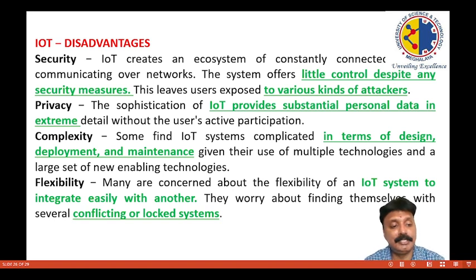Now the IoT disadvantages. Security: there is little control over any security measures. So this leaves users exposed to various kinds of attackers. The IoT creates an ecosystem of constantly connected devices communicating over a network. So in such a moment, there might be a lack of security. Attackers can easily attack any device's communication and retrieve the information. Privacy: the sophistication of IoT provides substantial personal data in extreme detail without the user's active participation. So even without the user's participation, this very important private personal data will be available on the internet.